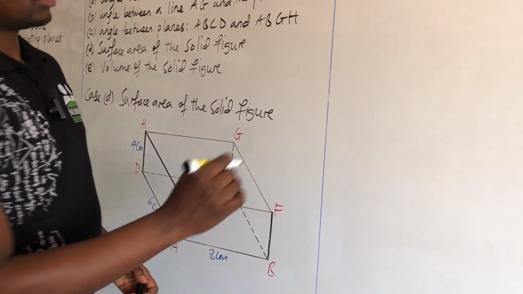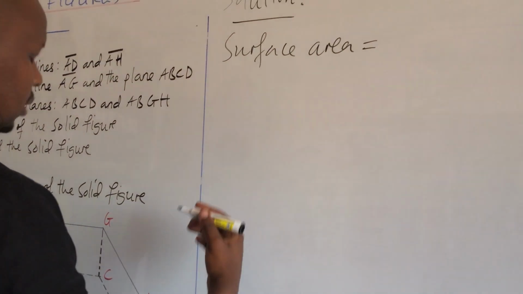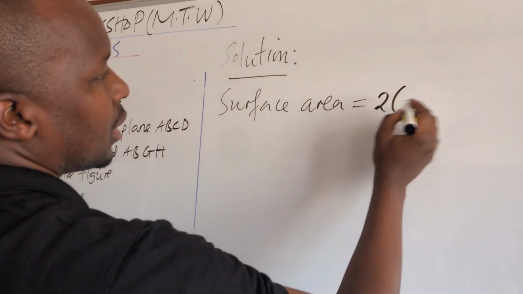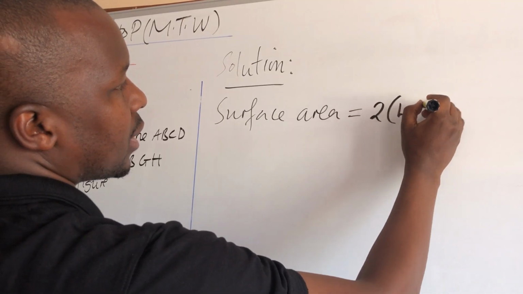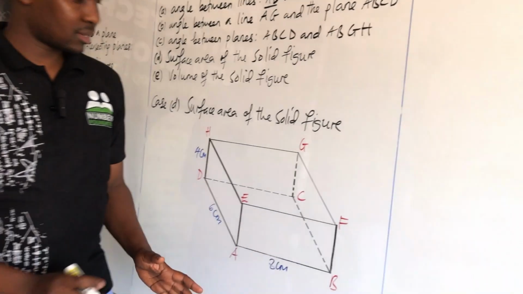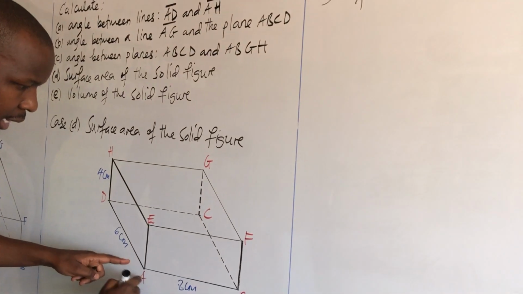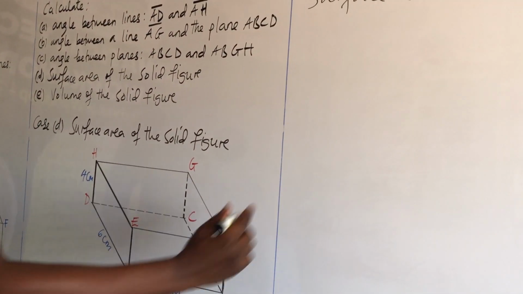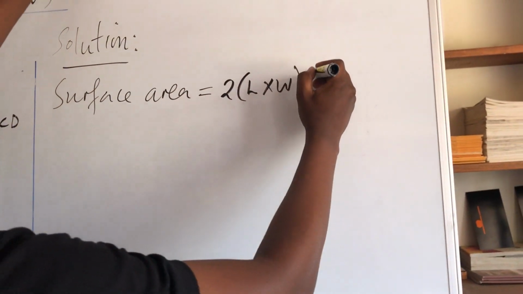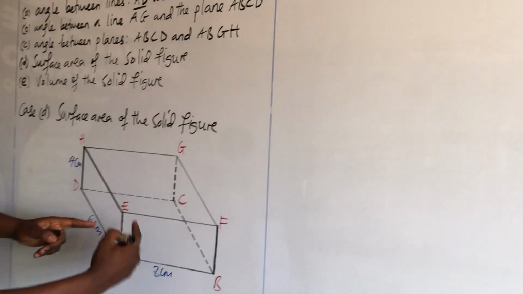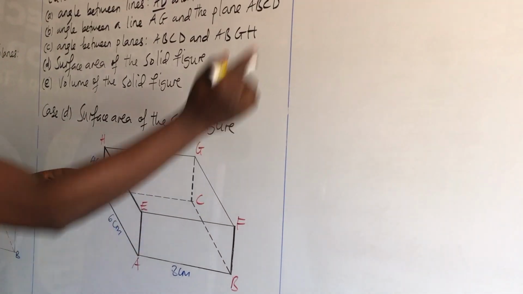So what we do, when we are dealing with the faces, we take 2, because they are 2 in number, I mean pair, then length times the width, because here we are dealing with the rectangular faces. So for example, A, B, F, E. This is the length, the width. That's why we say length times width. Now we add 2 again. Then now, this front and the back will represent that one.